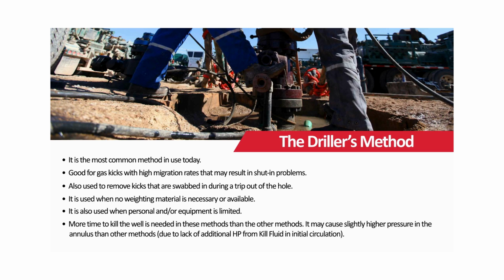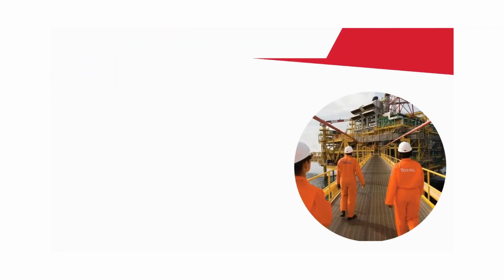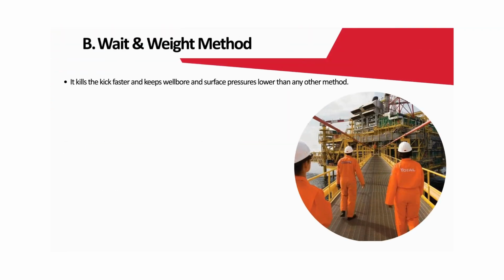More time to kill the well is needed in this method than in the other methods. It may cause slightly higher pressure in the annulus than other methods, due to lack of additional HP from kill fluid in the initial circulation. Weight and weight method. It kills the kick faster and keeps wellbore and surface pressures lower than any other method. It requires good mixing facilities, full crews, and more supervision than most other methods.